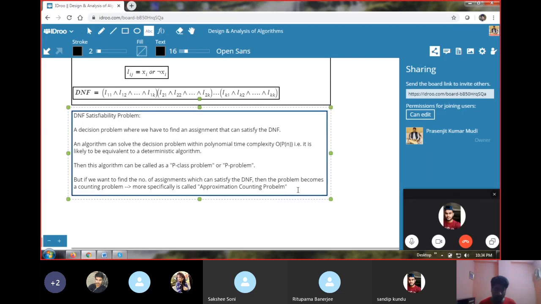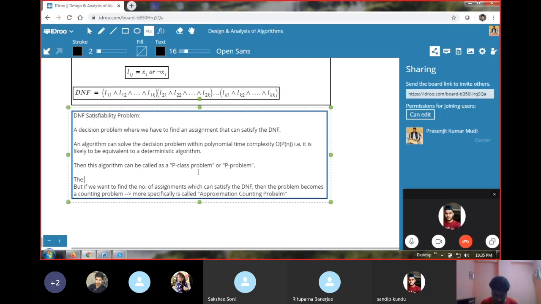And that algorithm is always solvable within polynomial time complexity, order of n square, order of n cube, whatever. So it's a P class problem. P stands for polynomial time complexity. And those algorithms which are not solvable within polynomial time complexity are not called P class problems. Those are called NP problems.